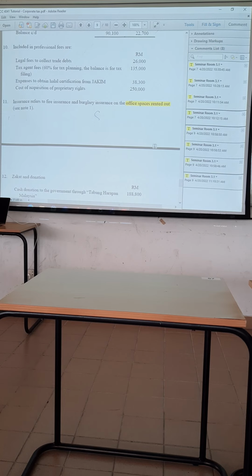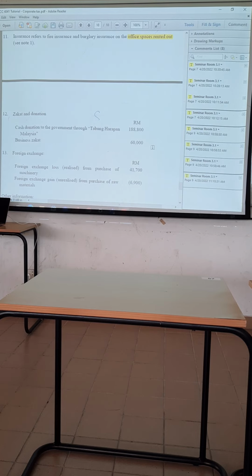Rental. So that means you have to add back the insurance first, and then claim it against your rental income. Donation, allowable 20%, so the rest we add back. So 80%. And office space is related to your rental income, so you add back and then claim against your rental income. Zakat and donation.